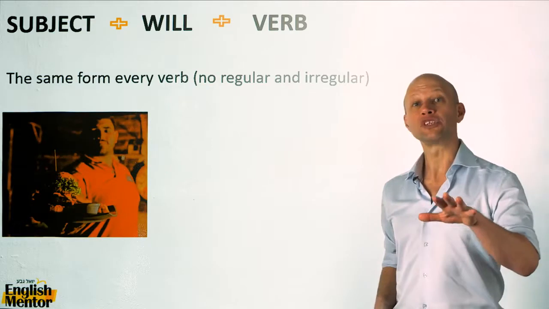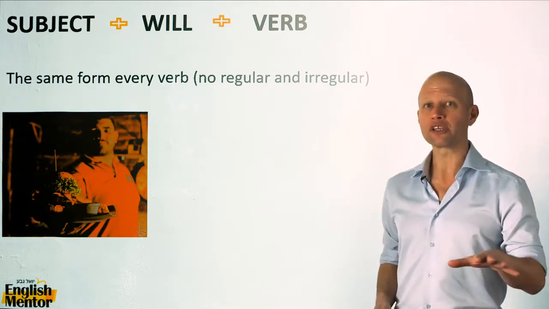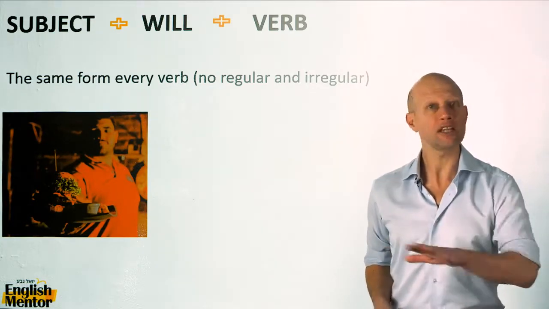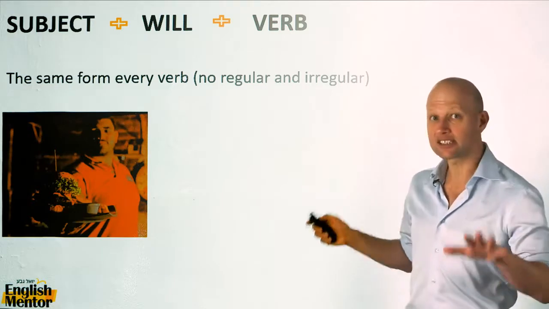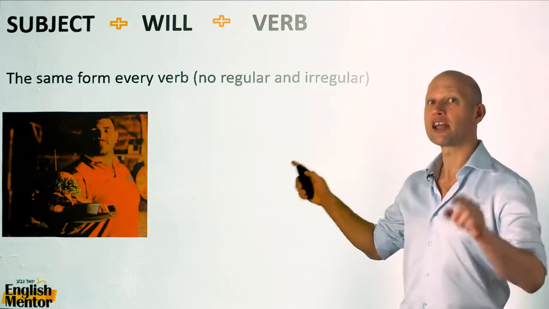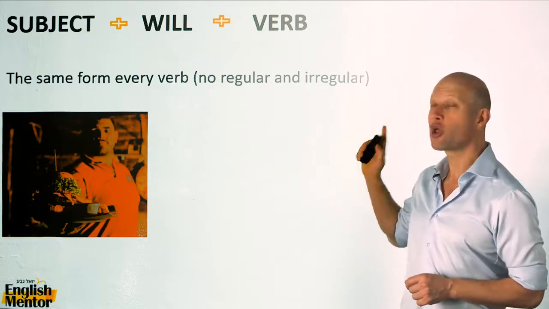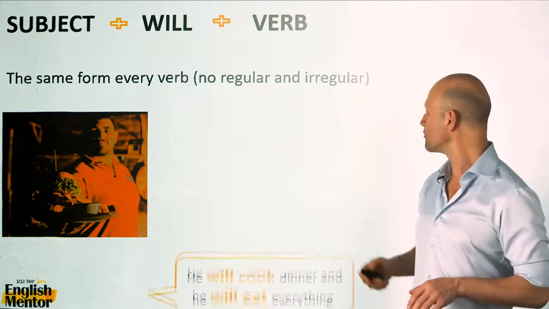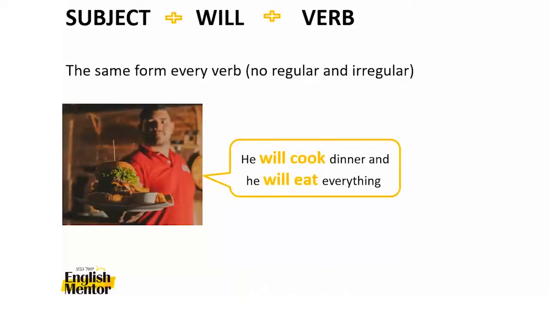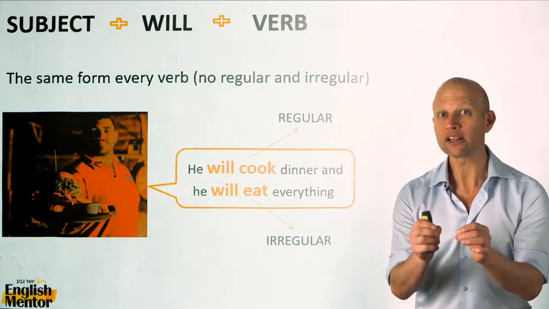Even if we're using regular verbs or irregular verbs, it doesn't change. Nothing changes. We still stick to subject, the helping verb will, and then the verb. And I'll show you. He will cook dinner and he will eat everything. Cook is a regular verb and eat is an irregular verb. And notice nothing changed. We still use will and the verb.